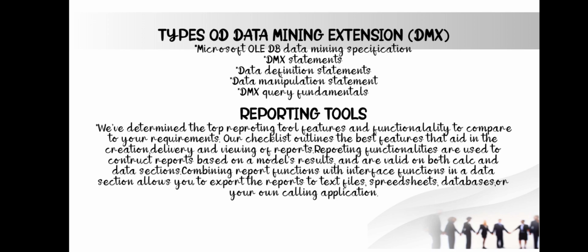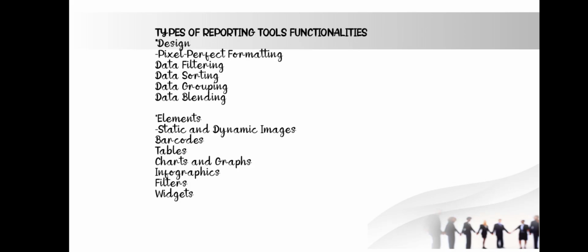Reporting functionalities are used to construct reports based on a model result and are valid in both calc and data selection. Combining report functions with interface functions in a data section allows you to export the report to text files, spreadsheets, databases, or your own calling application. Types of reporting tools functionalities.